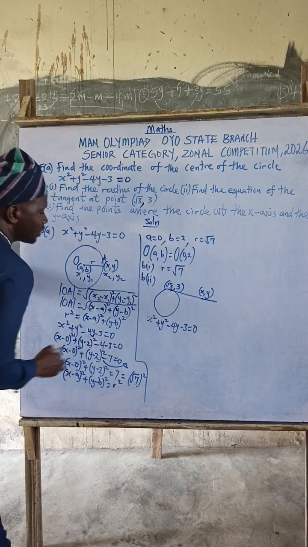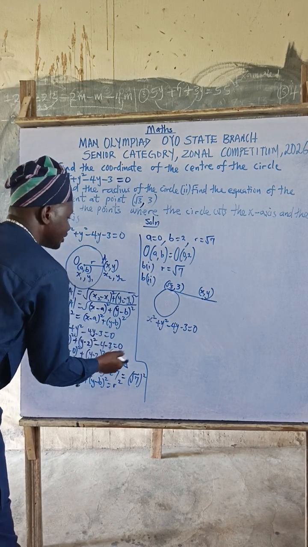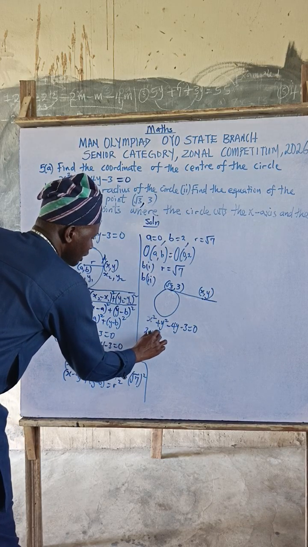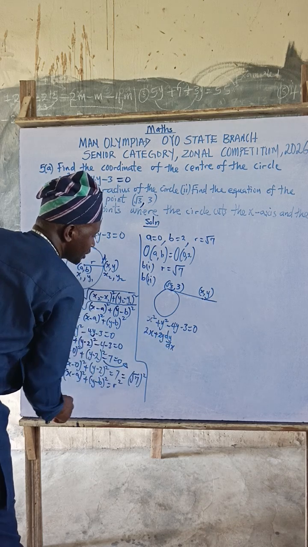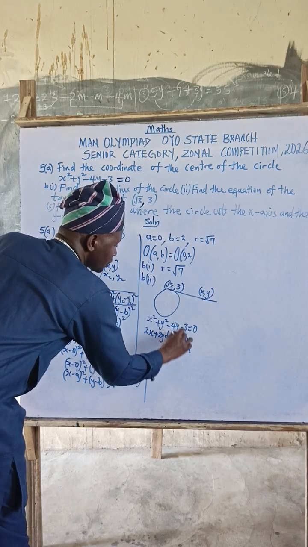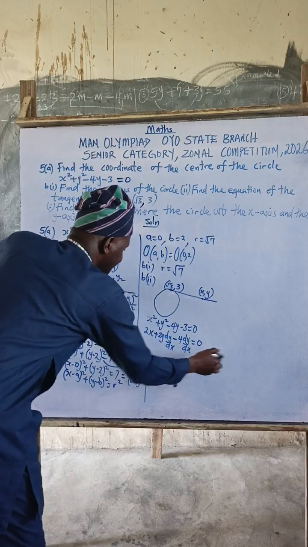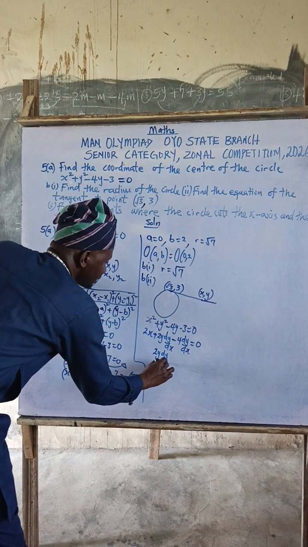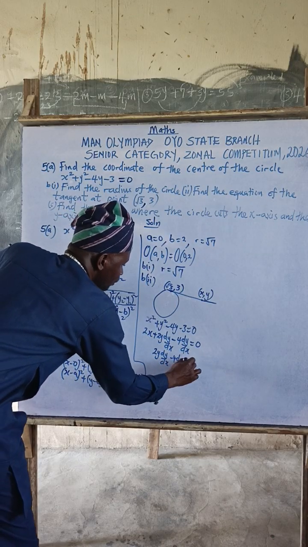To determine the gradient of the equation of the circle, we are going to differentiate with respect to x. When x squared is differentiated, you have 2x. When y squared is differentiated, you have 2y dy/dx, because we are differentiating with respect to x. When minus 4y is differentiated, you have minus 4 dy/dx. This is a constant; differentiating it gives 0. Now taking 2x to the other side, we have 2y dy/dx minus 4 dy/dx equals minus 2x.